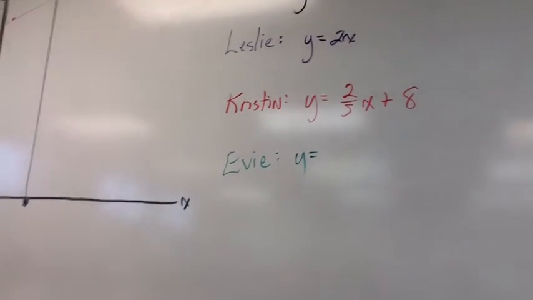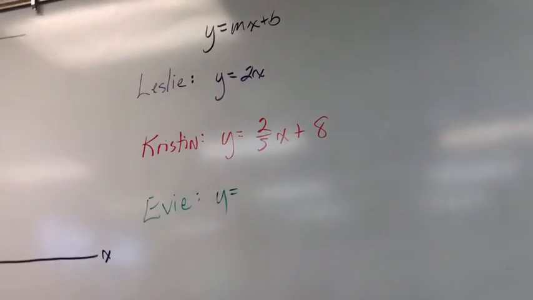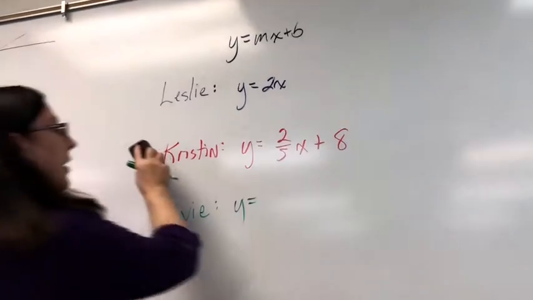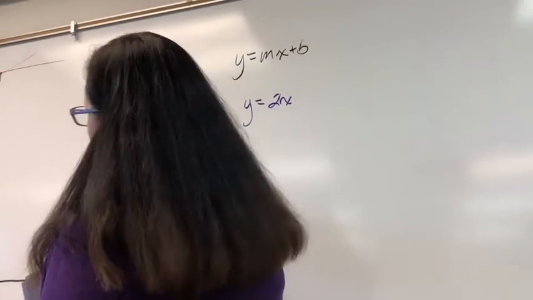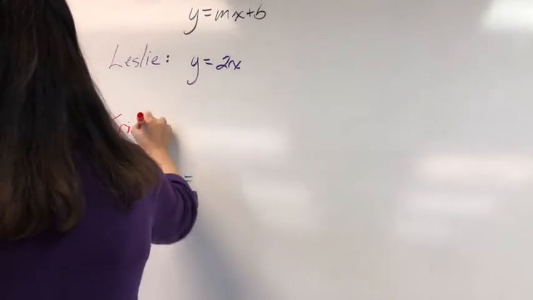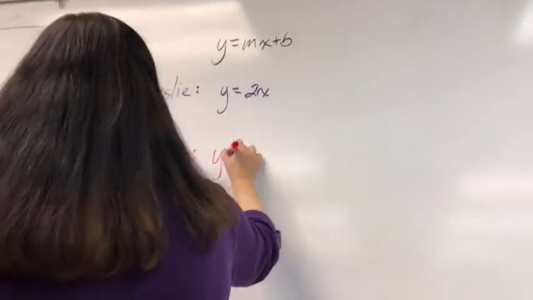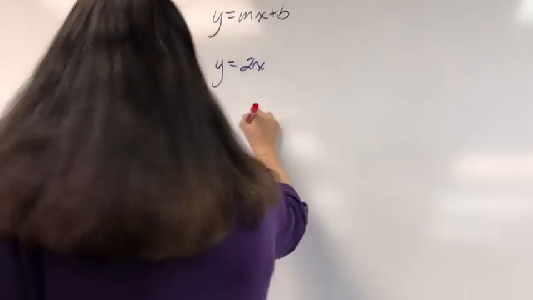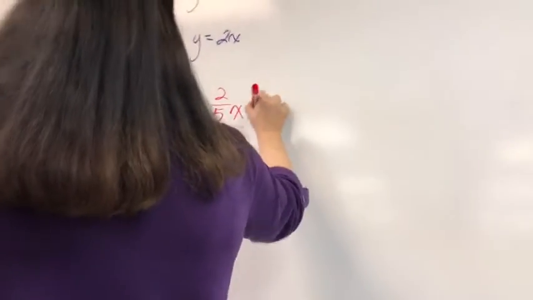Oh, I just wrote them backwards in color, didn't I? I don't want to confuse anyone. No, that was right. That was right? Yeah, that was right. Oh, my bad. All right. Yeah, you're right. That is a more gradual one. So, yep, Kristen. Okay, so y equals, we said 2/5. Yeah, that's right. 2/5 x plus 8.